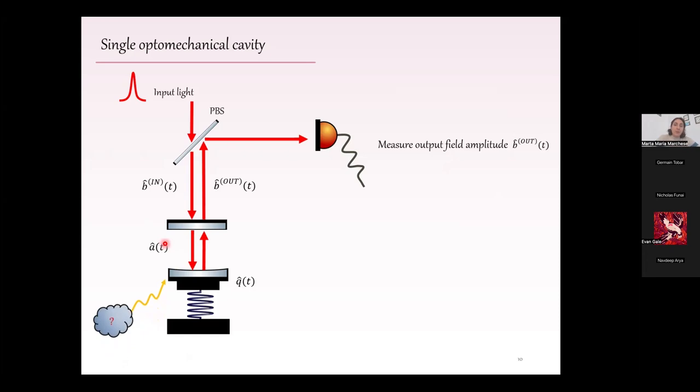Let's imagine now we have a signal, something that we don't know where it is, that is modifying the motion of the mechanical mirror, described by this operator Q. By injecting the light, letting it interact with the mirror, and then measuring the output light, we will be able to infer something about the modification of the mechanical mirror. We can then use these very commonly used input-output relations to relate the output field with the input field, the one that we decide to inject in the cavity, and also the field inside the cavity itself.